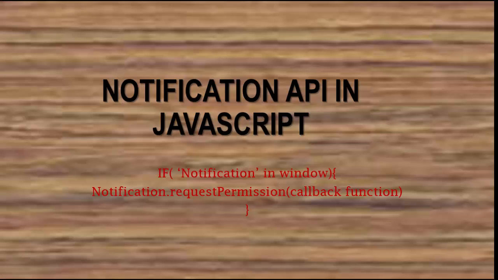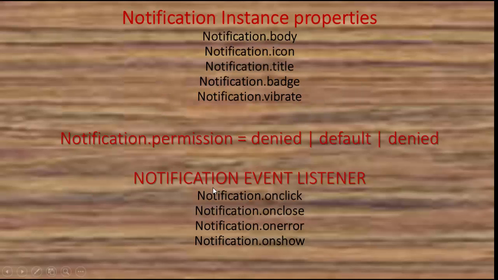Before getting into how it works, we'd like to look at some other properties. We have instance properties like the body, icon, title, and badge, and we'll get into full details when we start coding. We also have event listeners like onclick, onclose, onerror, and onshow. So let's just get into coding.